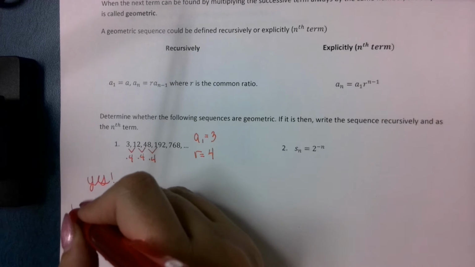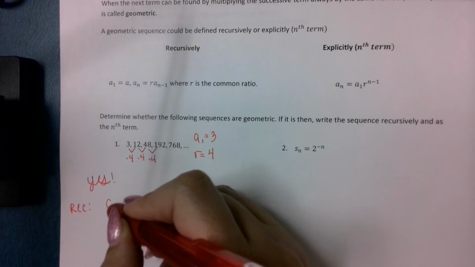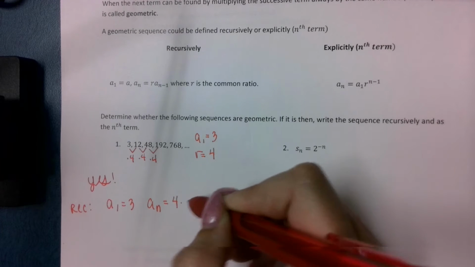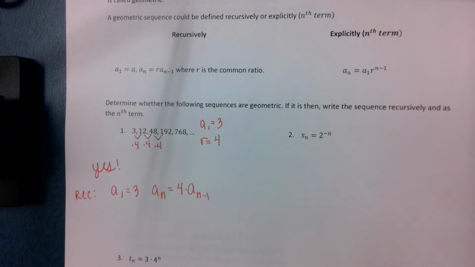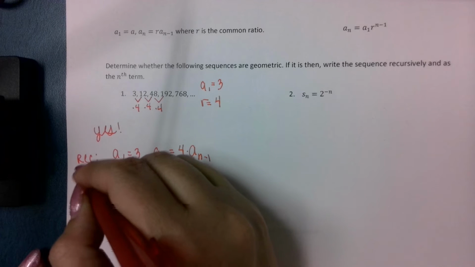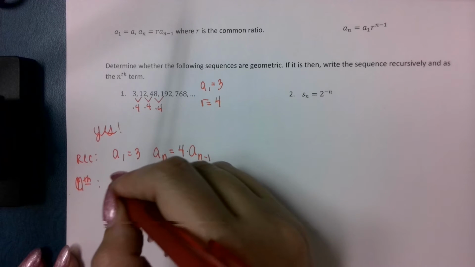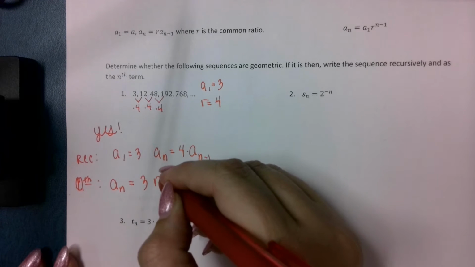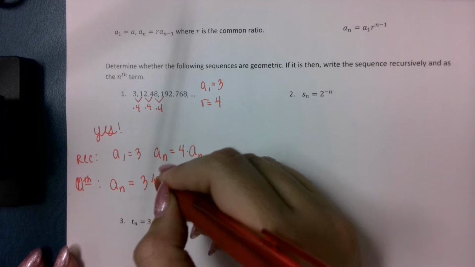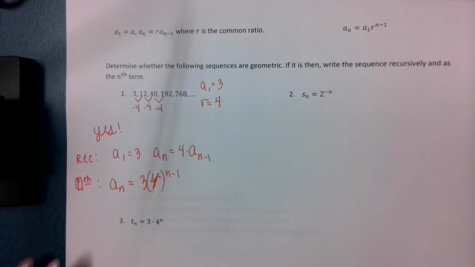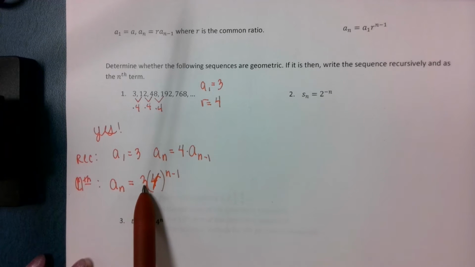So for recursively, we would say a sub 1 equals 3, and a sub n is equal to 4 times a sub n minus 1. So that's our recursive formula. Now our nth term, or explicit, formula would be a sub n is equal to a sub 1 times r, I don't know why I put r, so 4 to the n minus 1. So that's our nth term formula: a sub 1 times r to the n minus 1.